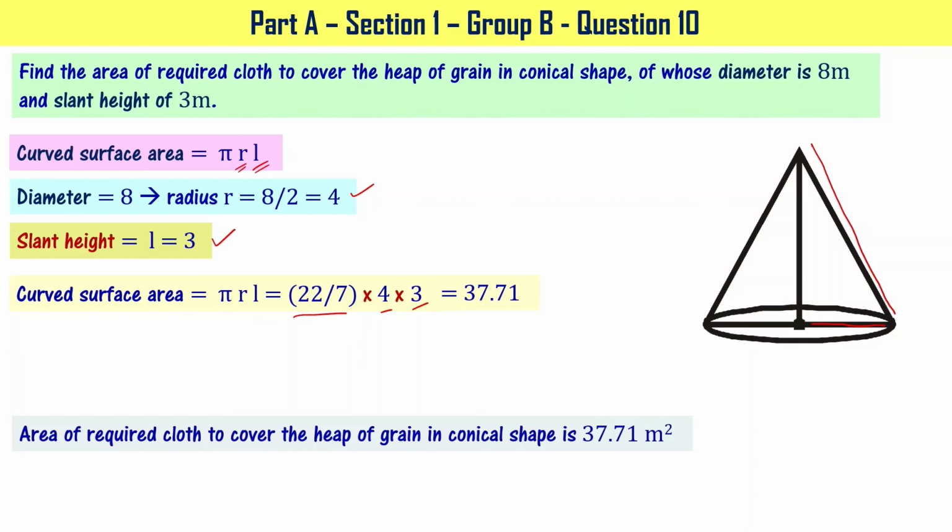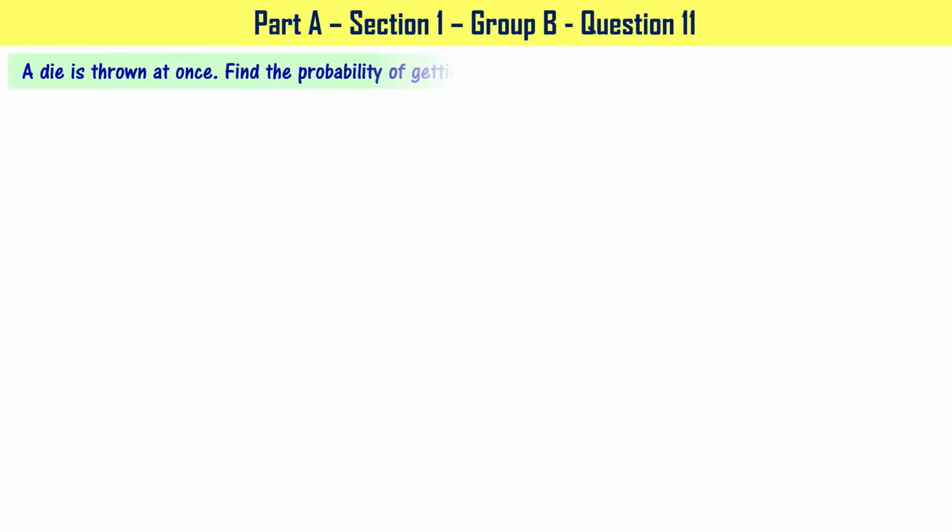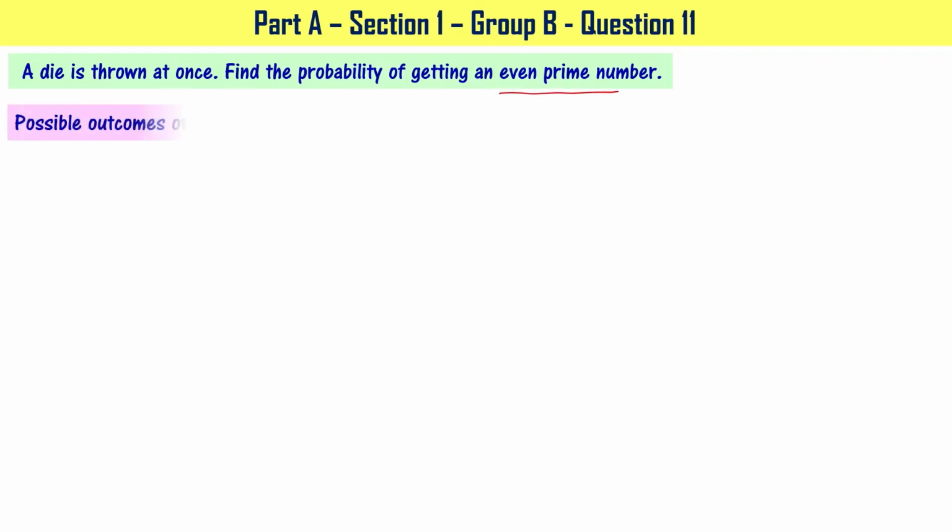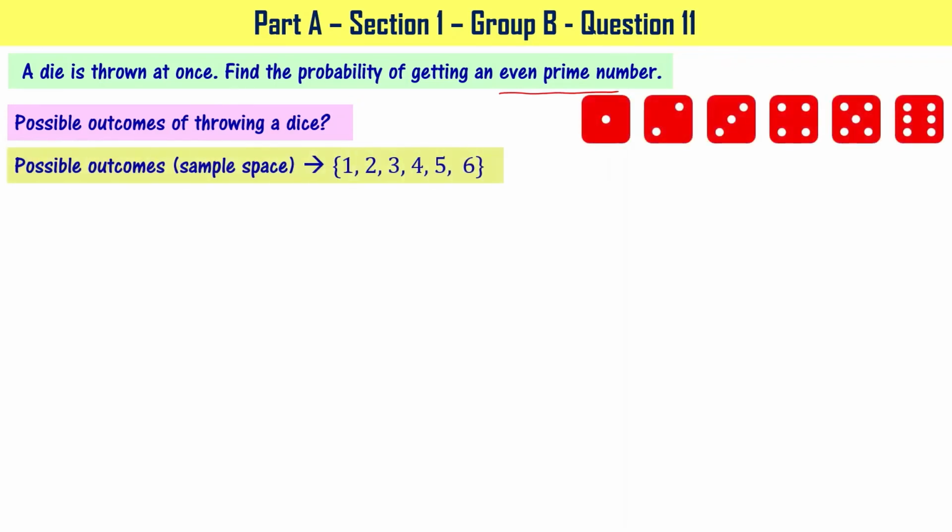Now let's go to the next question, that is question number 11. A die is thrown at once. Find the probability of getting an even prime number. What are the possible outcomes of throwing a dice? When you throw a dice, you will get either 1, 2, 3, 4, 5 or 6, right? The possible outcomes are going to be 1, 2, 3, 4, 5, 6. This is the sample space, right?